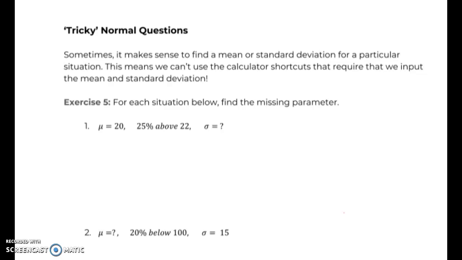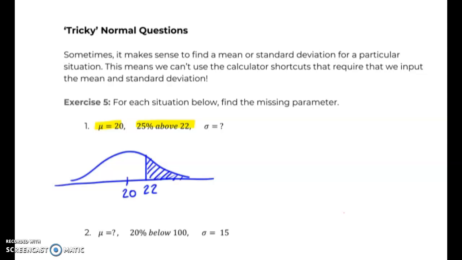So in our first example, we have a mean of 20. We also know that we have 25% of our data above 22, but we don't know what our standard deviation is. So let's draw our curve and put in everything we know: our mean in the middle of 20, and we know there's 25%, so 1/4 of our data is above 22. So we're going to put in 22 and label the area under the curve.